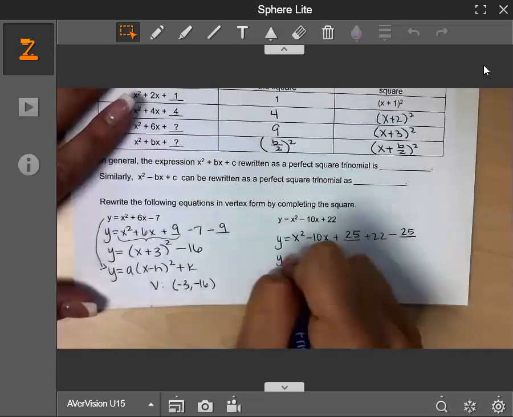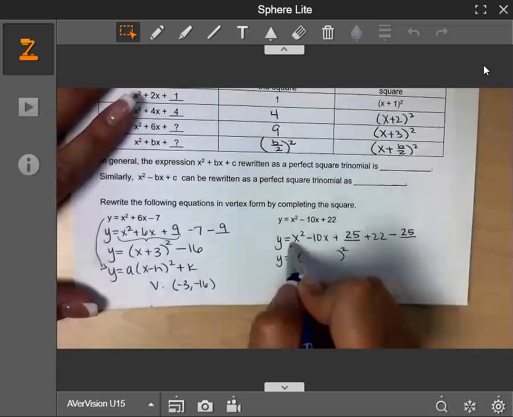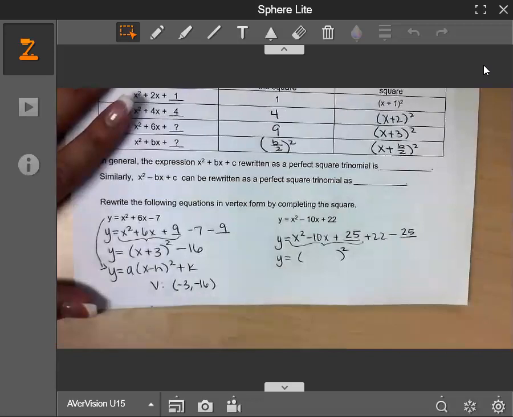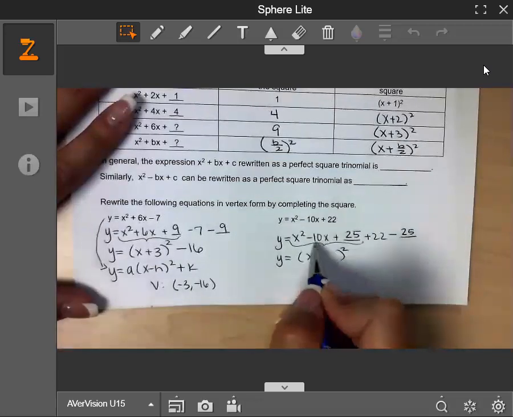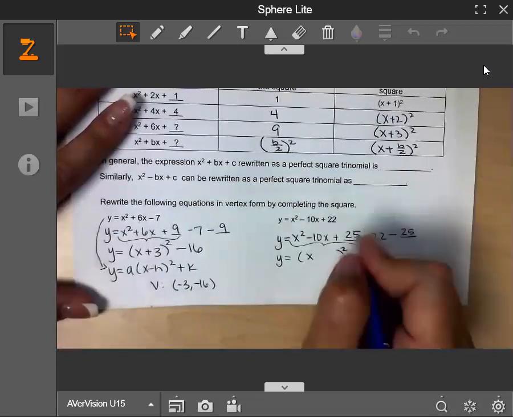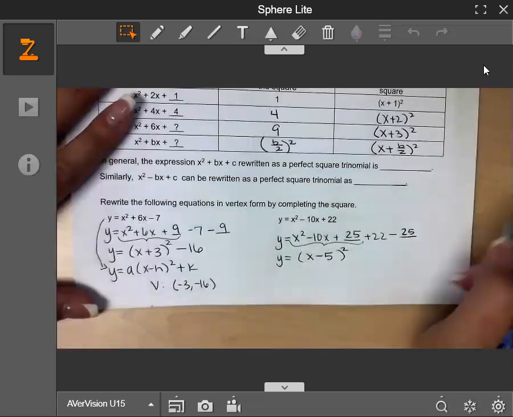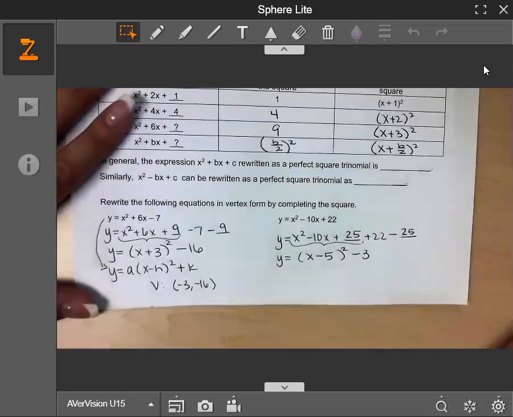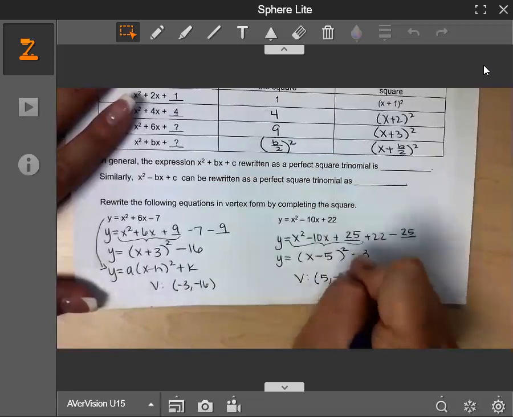Now we are ready to factor. And so I factor these 3 terms up in the front here, which are my perfect square trinomial. And that factors to be x and then plus this b divided by 2. So -10 divided by 2 is -5. And 22 minus 25 is a -3. It is now in the vertex form. And so my vertex would be 5 and -3.